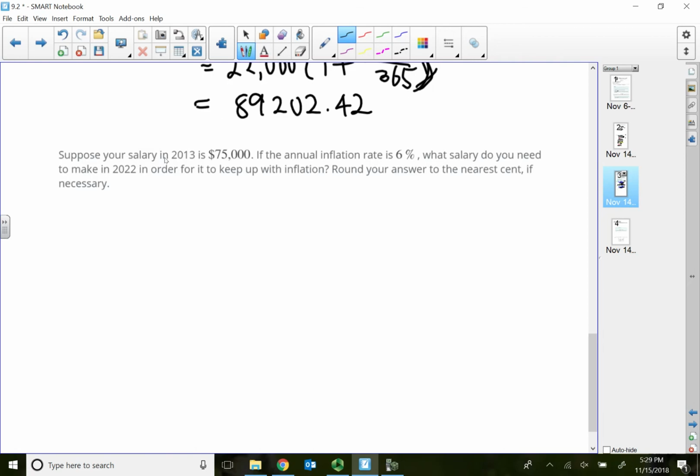All right, let's take a look at this one real quick. Suppose your salary in 2013 is $75,000. Now, there's an annual inflation. Whenever you see the word inflation, you think about the compound interest formula. Inflation is calculated once a year, so in my compound interest formula, the n has to equal 1. Let's say the inflation rate is 6%. What salary do you need to make in 2022 in order to keep up with the inflation?